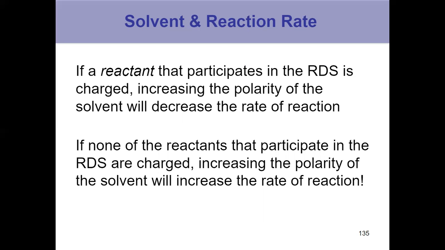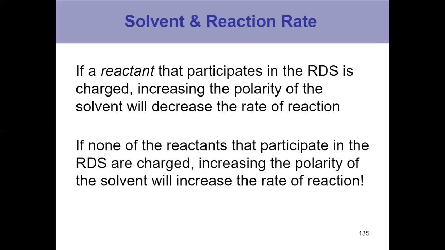increasing the polarity of the solvent decreases the rate of the reaction, because increasing the polarity of the solvent increases the ion dipole interactions with a charged reactant, meaning it's more stable and less prone to react. However, if none of the reactants that are participating in the rate determining step are charged, so everything's neutral to begin with, then increasing the polarity of the solvent increases the rate of the reaction because it stabilizes the intermediate and makes it easier to get there.